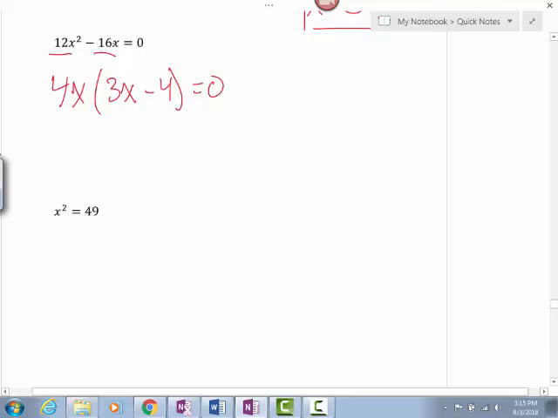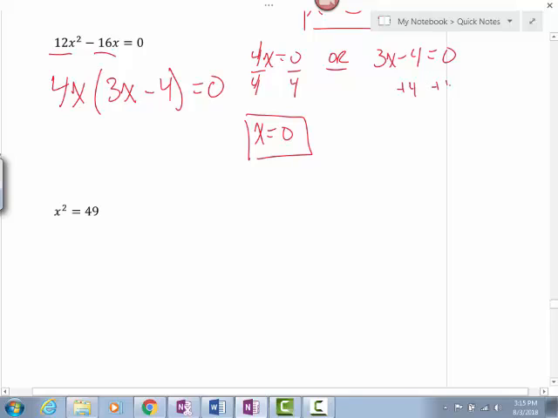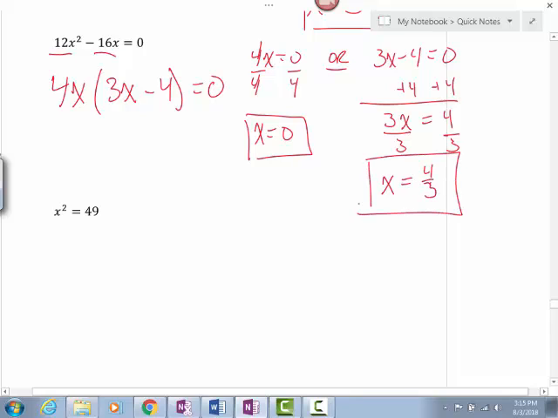All right. Now I'm going to set each part equal to 0. So 4x is equal to 0, or 3x minus 4 equals 0. From here, I'm just going to divide both sides by 4. I get x equals 0. Over here, I'm going to add 4 to both sides. So 3x equals 4. Divide both sides by 3. And again, I get x equals 4/3. Right? Good.